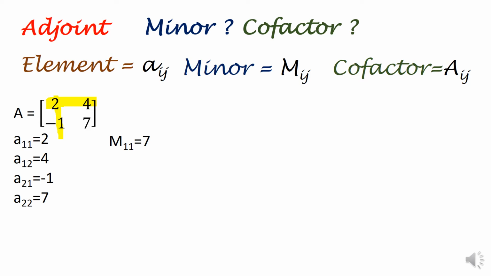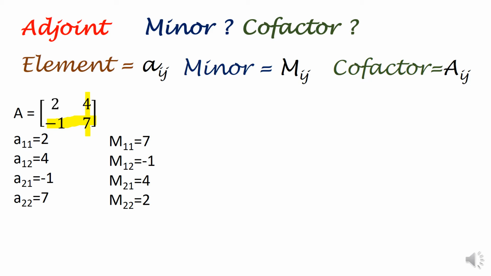Now, next step, we ignore the first row and second column. The remaining element is -1. So we write M12 is equal to -1. Next, we ignore the second row and first column. Thus, we get the remaining element as 4. So, M21 is 4. Next, we ignore the second row and the second column. What we get remaining, M22, is written as 2 over here. Thus, we find the minors of the matrix.